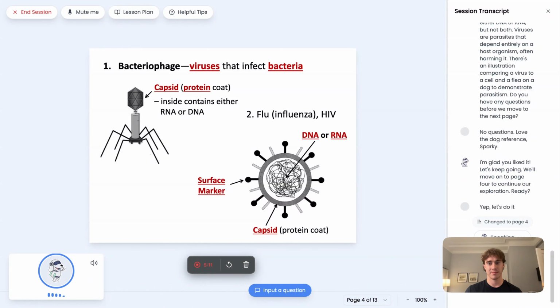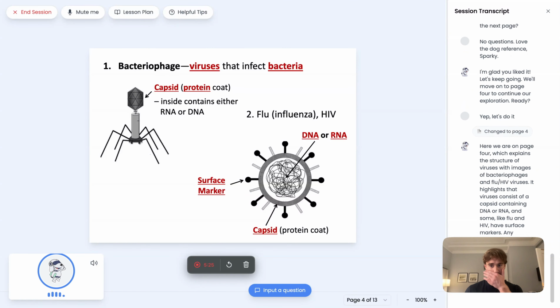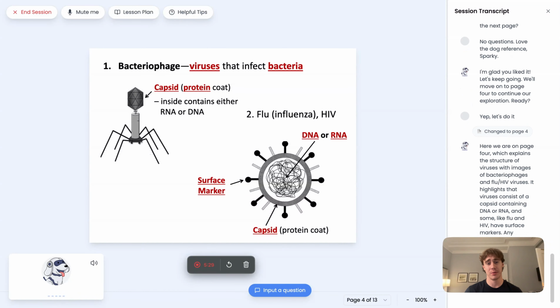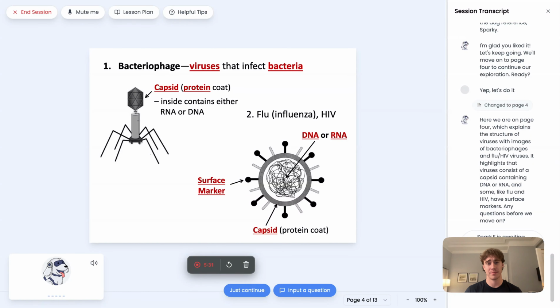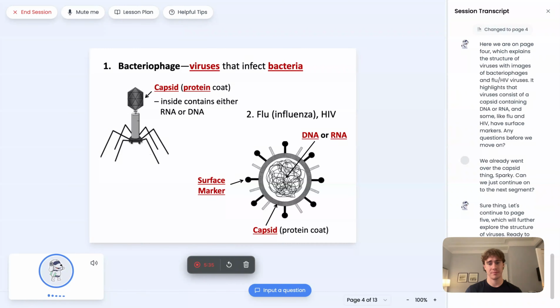Here we are on page 4, which explains the structure of viruses with images of bacterial phages and flu and HIV viruses. It highlights that viruses consist of a capsid containing DNA or RNA, and some, like flu and HIV, have an envelope over the surface. We already went over the capsid thing, Sparky. Can we just continue on to the next segment? Sure thing. Let's continue to page 5, which will further explore the structure of viruses. Ready to move on? Yeah, ready to move on.